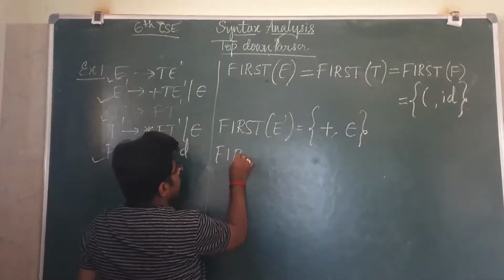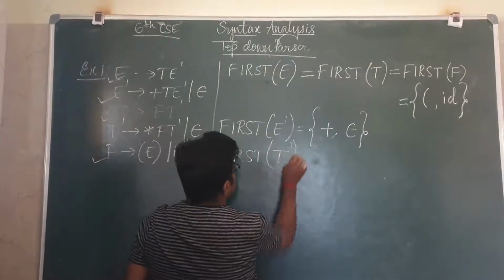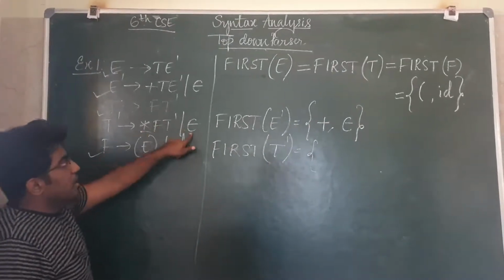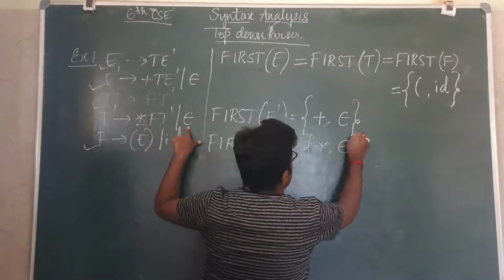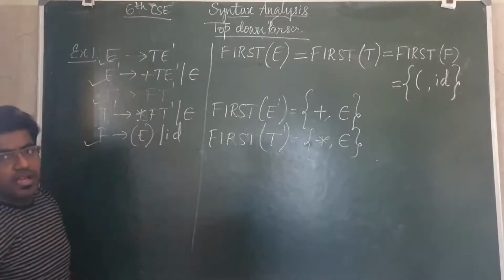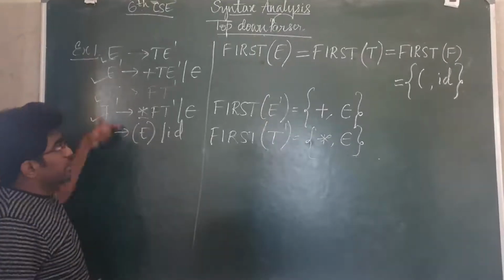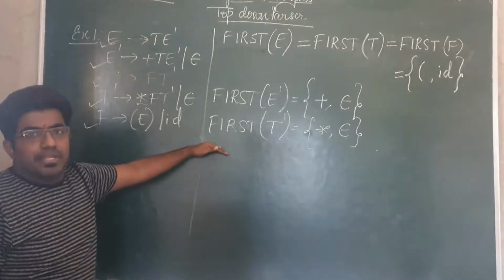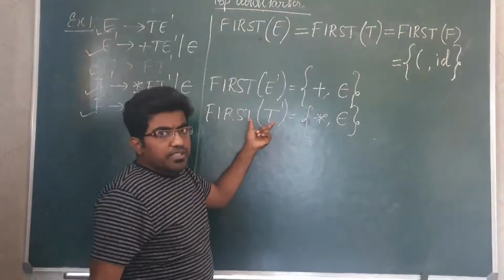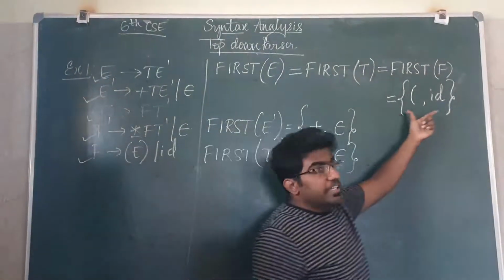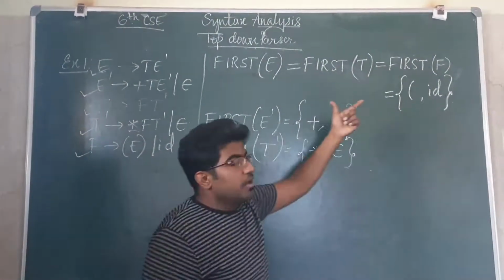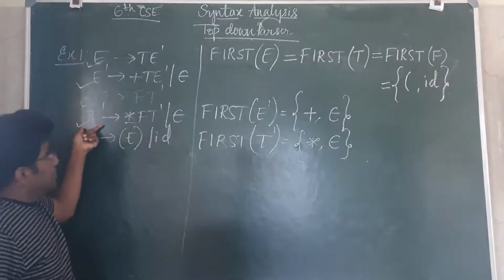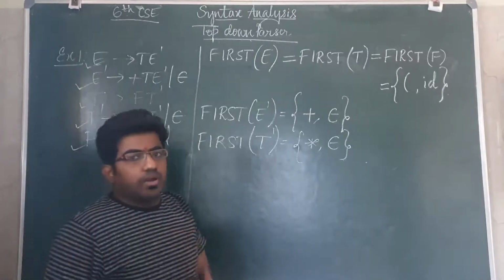Next is first of T dash. We check whether we have any terminal at the very beginning of the RHS. Yes, we have star as well as epsilon. So for all the non-terminals we have computed the first. First is nothing but the set of terminals. Which terminals are we going to consider? The terminals present in the very beginning of the RHS of that particular non-terminal. Understood? Okay.